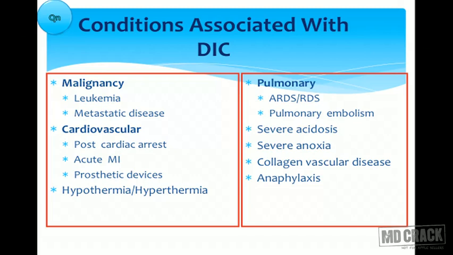Both hypothermia and hyperthermia patients can manifest with the DIC. The lung disorders like acute respiratory distress syndrome, pulmonary embolism, severe acidosis, severe anoxia, various other collagen vascular disorders, and even anaphylaxis can manifest with the DIC. So there could be so many underlying disorders which will clinically manifest with the DIC.